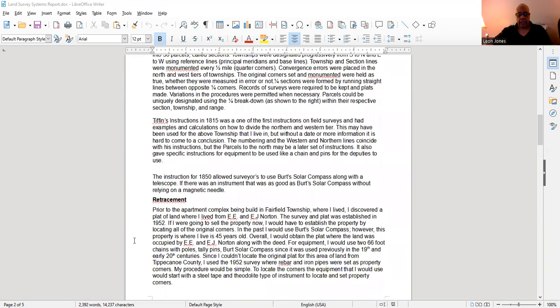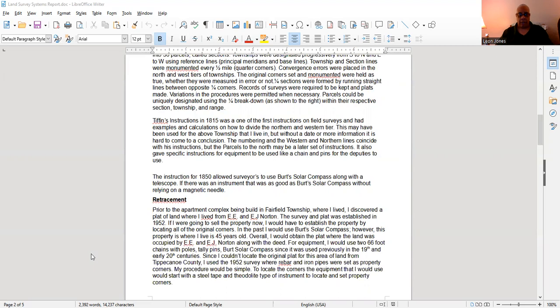Now, again, I took a plat where I lived, and on this property it was from E.E. and E.J. Norton. And going into the county, it's kind of hard to find an original plat. So I went off that plat, and if I was going to sell this property now, I would have to establish this property by basically locating every property corner.